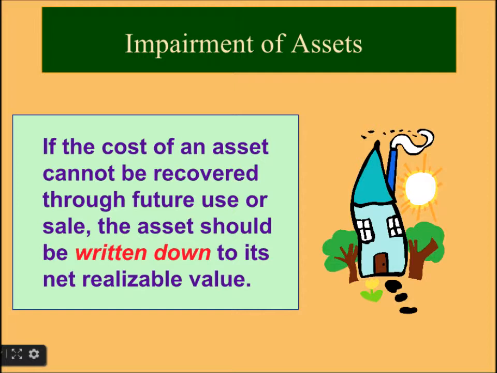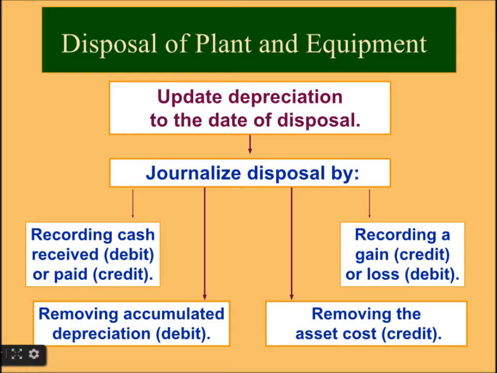Impairment of assets. If the cost of an asset cannot be recovered through the future use or sale, the asset should be written down to its net realizable value. Disposal of plant and equipment. Update depreciation to the date of disposal.